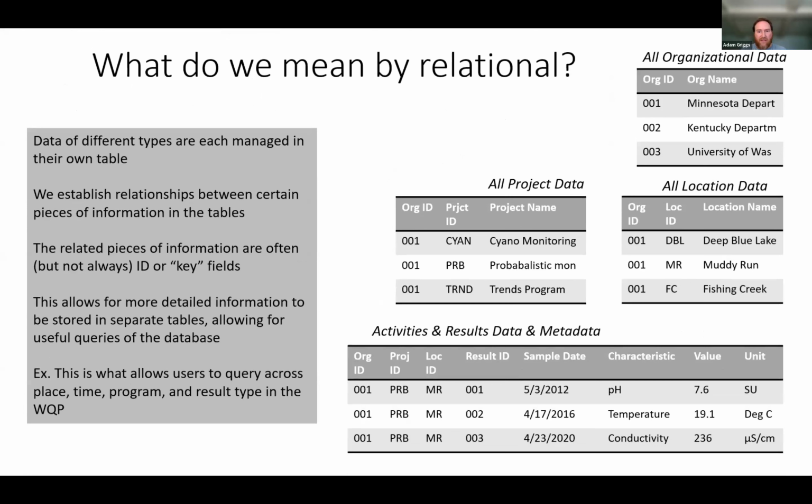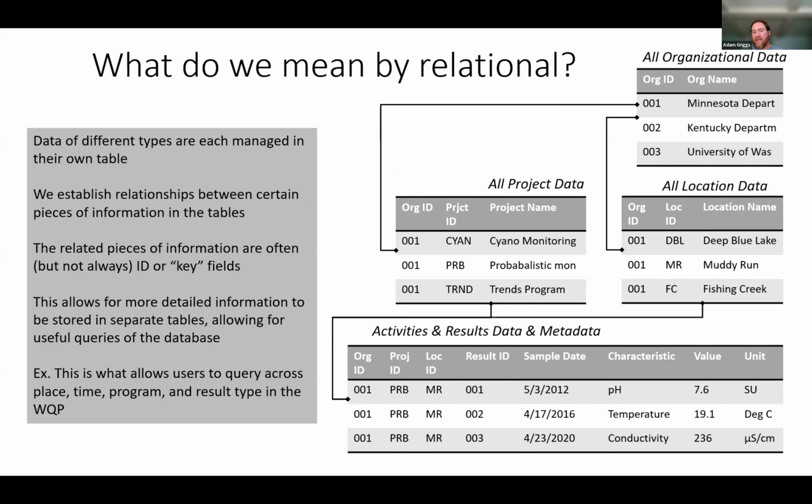So again, what do we mean by relational? These different tables are connected with different relationships. So this is exactly how we store data in WQX. Everything is under one organizational account. That organizational account will register different projects and information about those projects in different locations and different information about those locations. And then ultimately they upload a table of results that include the org ID, the project ID, and the location ID, so that we can tie it back to those three other tables of detailed information.